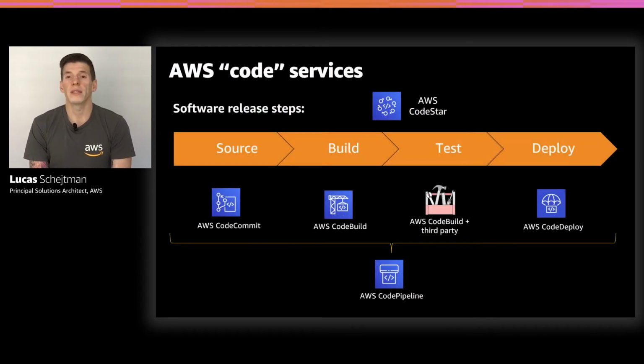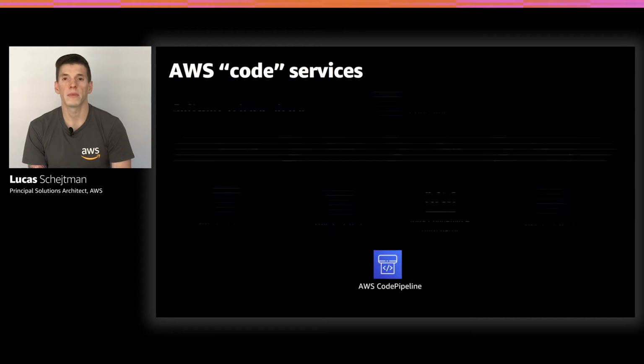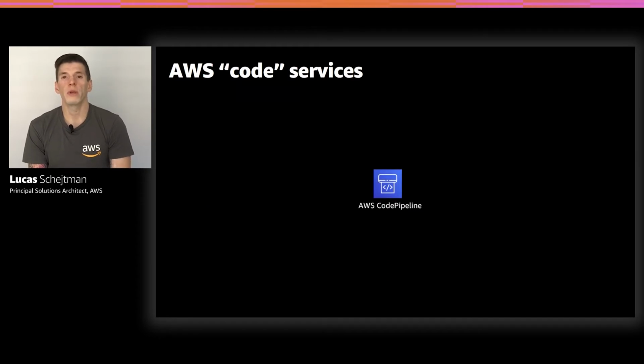When we talk about CI/CD, DevOps and pipelines on AWS, we have to talk about the Code services. In here, AWS has you covered for every step of the software release process. From the source, we have CodeCommit, which is our managed Git service. We can then build our applications with CodeBuild, test them as well with CodeBuild, but also integrating with third-party services. And finally, we can deploy them using CodeDeploy. All of this will be orchestrated with AWS CodePipeline. And CodePipeline will be one of the services that we'll be using today to show you how you can integrate your synthetic tests.